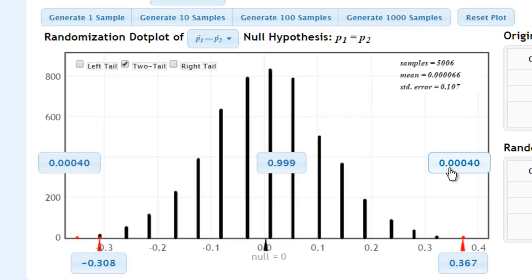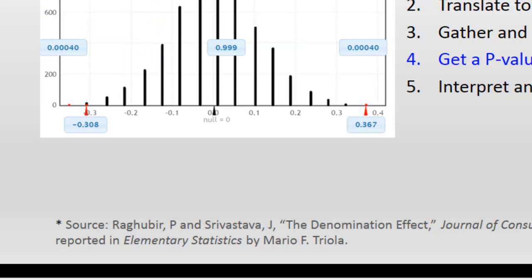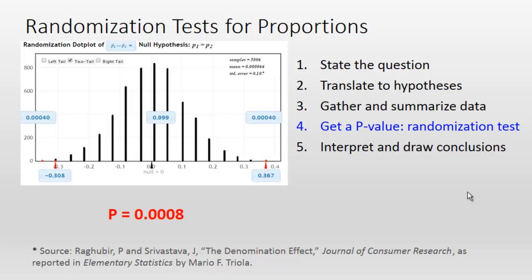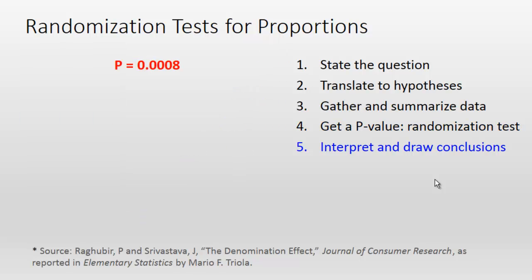We add the number on the right, the 0.0004, to the number on the left, 0.0004, and that will give us the p-value. So like I said, we add those two numbers together and we get a p-value of 0.0008 from the randomization test, and now we need to interpret what this tells us. Well, for a p-value that small, we reject the null hypothesis because we have very strong evidence against it.